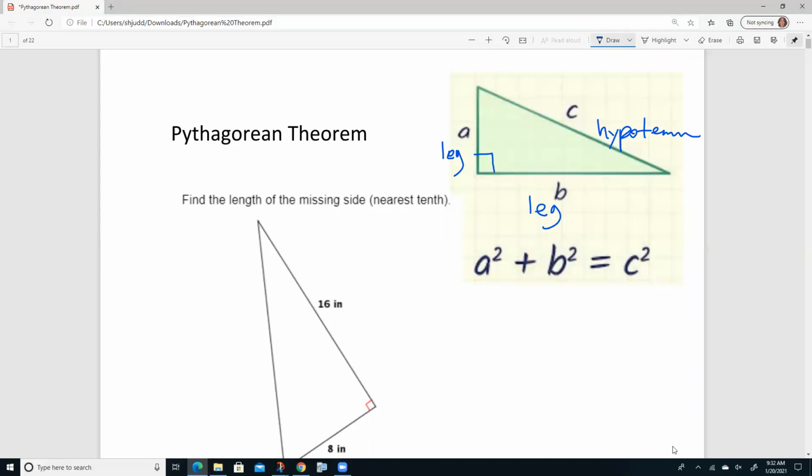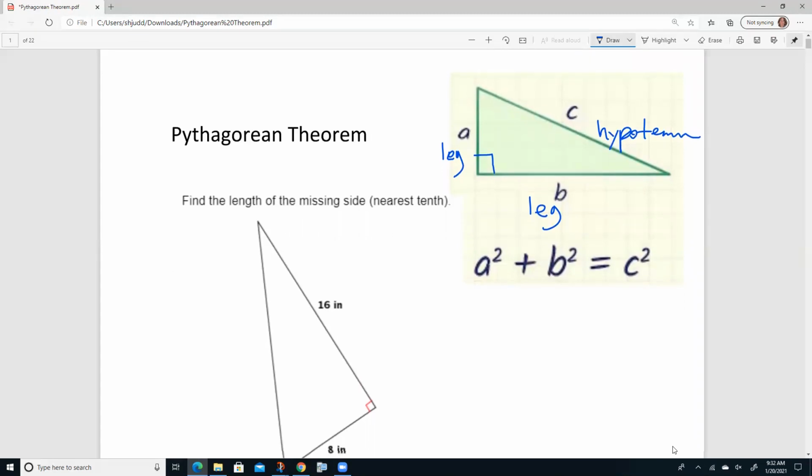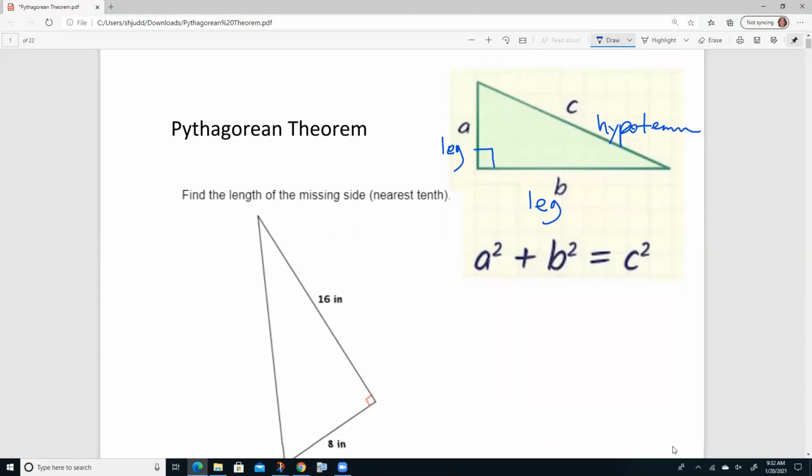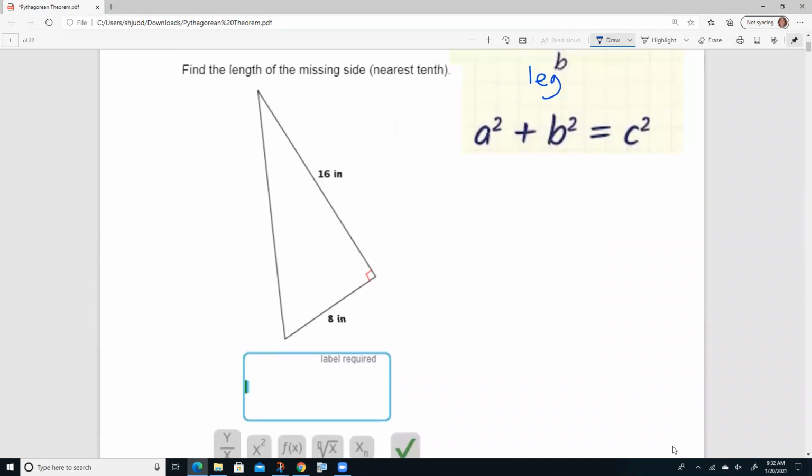So let's apply this formula to solve for the hypotenuse or to solve for a leg. As long as you have two sides, you can solve for the third, no matter what kind of side it is. Okay, let's look at this problem. In this problem, what we're missing is our hypotenuse. We're missing C. Now, I could call this A and this B, or I could call this B and this A. That doesn't really matter so much as long as I know that they are both legs.